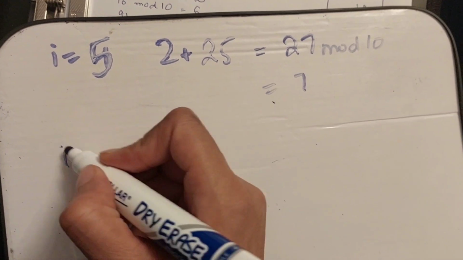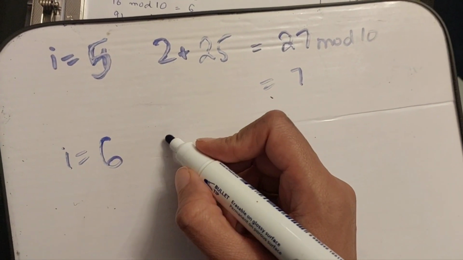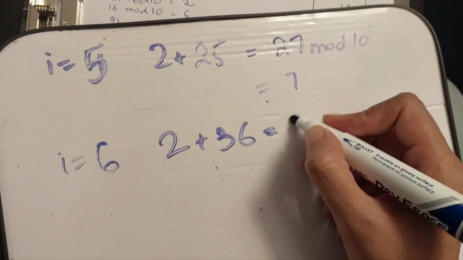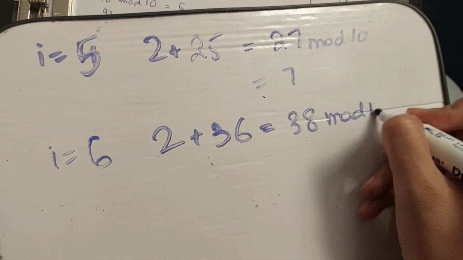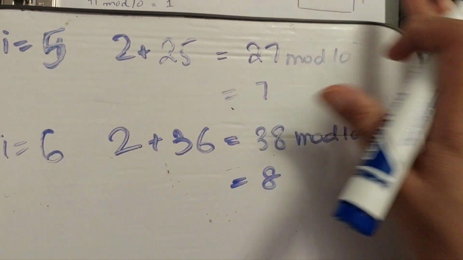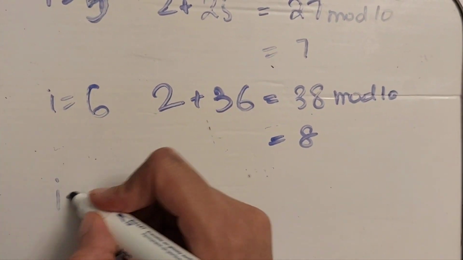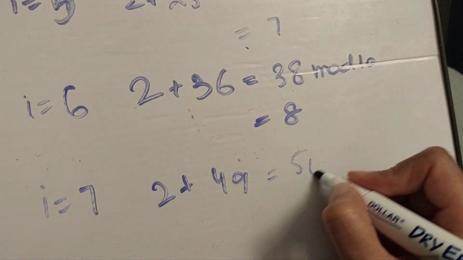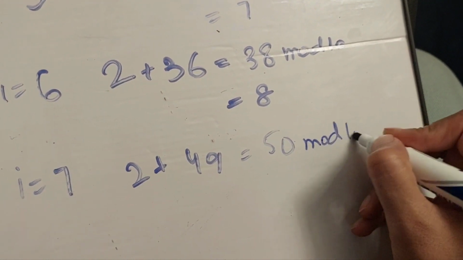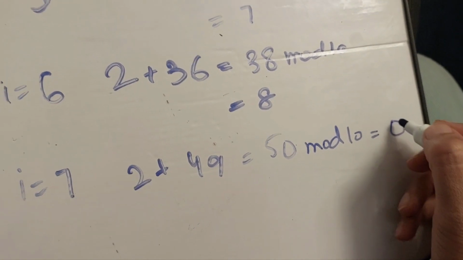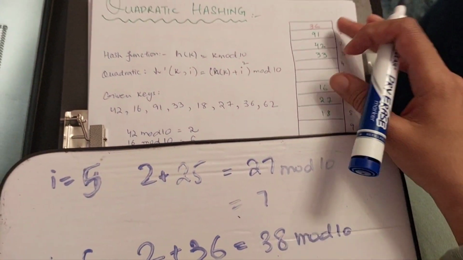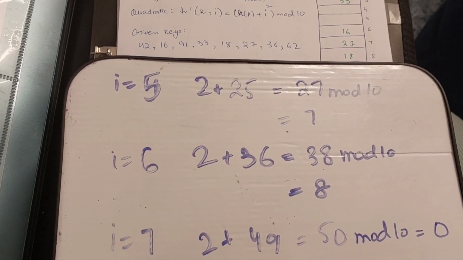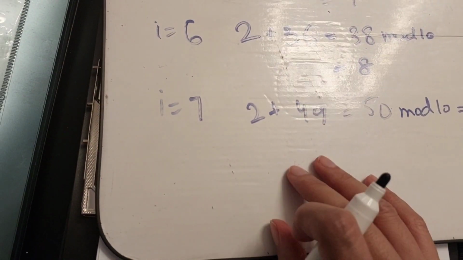So now let's try it with i equal to 6. Then 2 plus 6 squared, 36, so it will become 38. 38 mod 10 is 8. So you can see that 8 is already filled. Similarly, if I try it with 7, then 2 plus 49 is equal to 51, and 50 mod 10 is 0, and 0 is already filled. So you can see from here that we have done a lot of iterations and still we're not able to completely fill all the data.